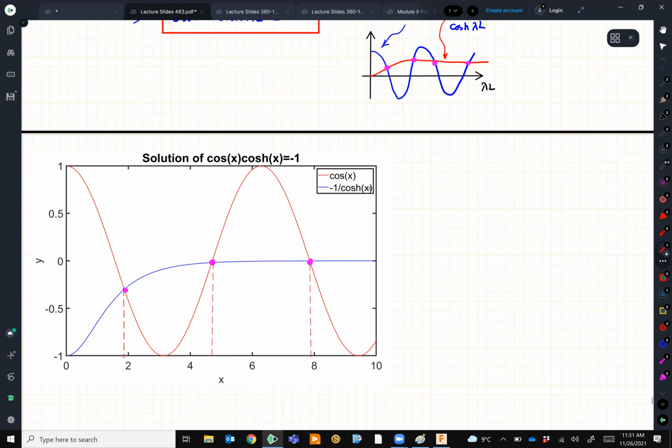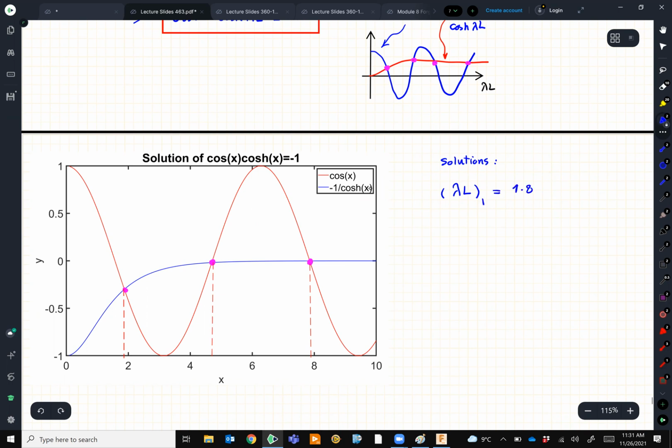So in MATLAB, I could zoom and find the exact values, which I did, and it gives me those solutions. Lambda L, solution number 1, is equal to 1.875. I went for 3 digits after the decimal point, but you can go for more accurate. Lambda L2 is 4.695, and lambda L3 is 7.855.